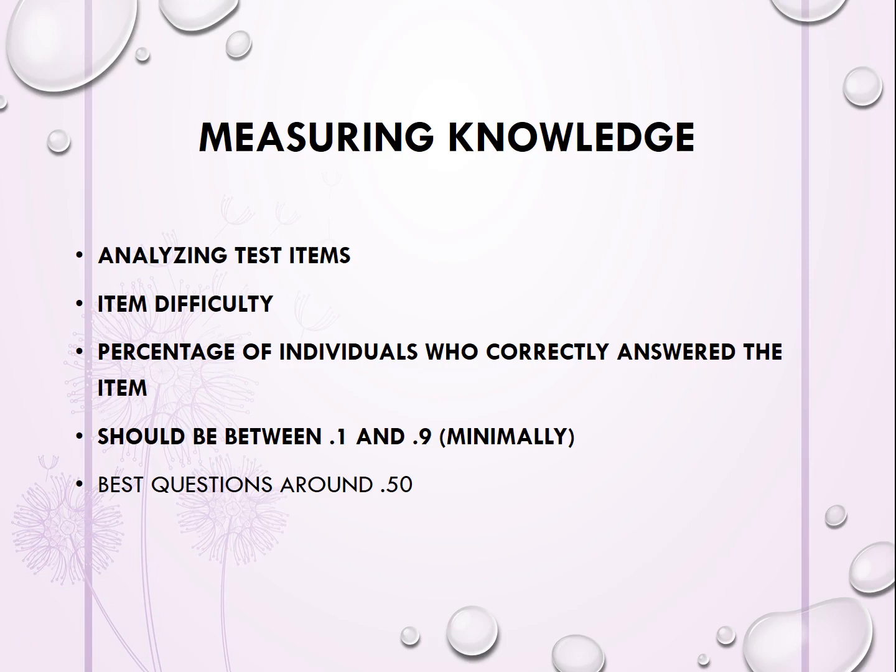Item difficulty is usually accomplished easily. You simply divide the number of people who correctly answered the item by the total number of people who responded to the item. It is the percentage of individuals who correctly answered the item, and should be between 0.1 and 0.9 minimally. Usually, the best item difficulty is around 0.50.